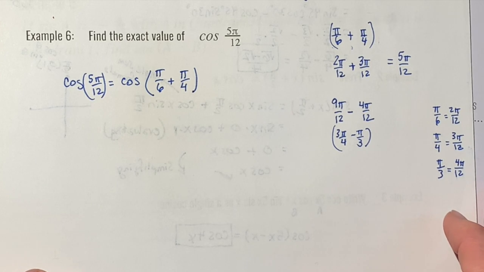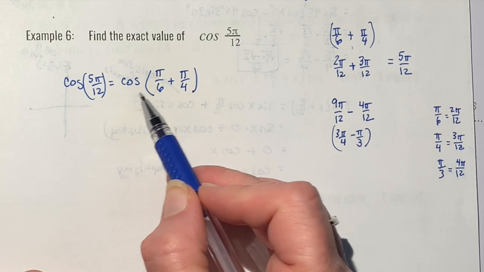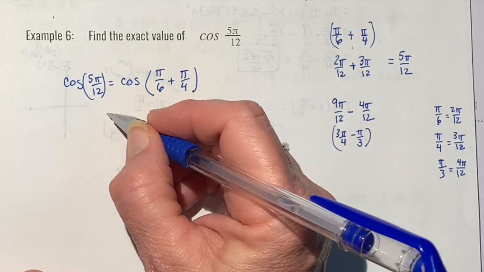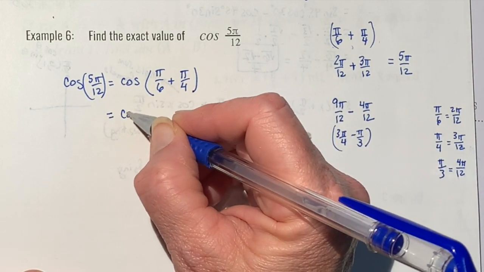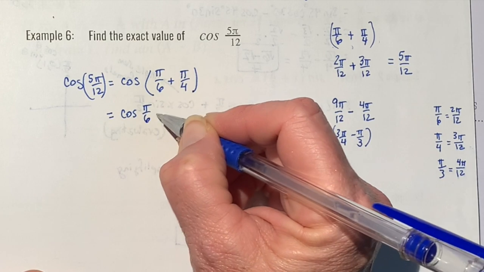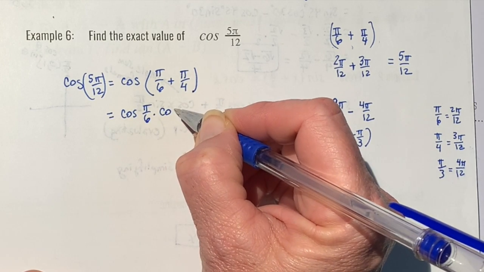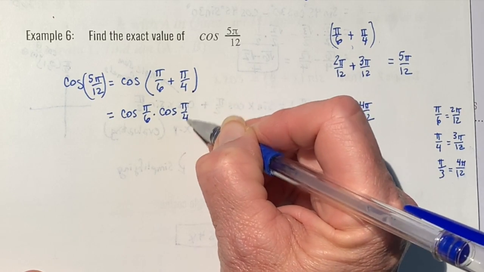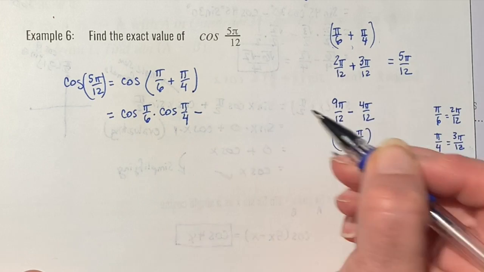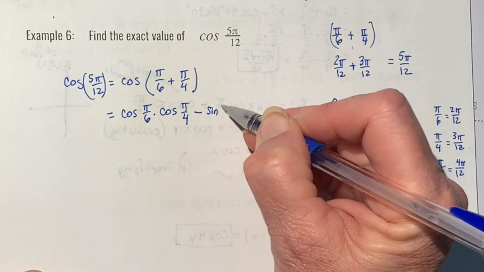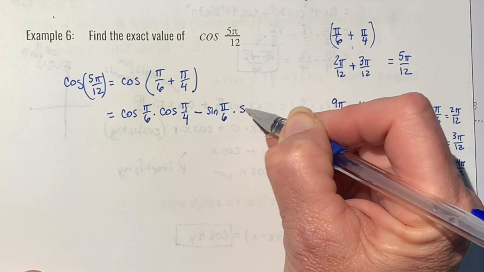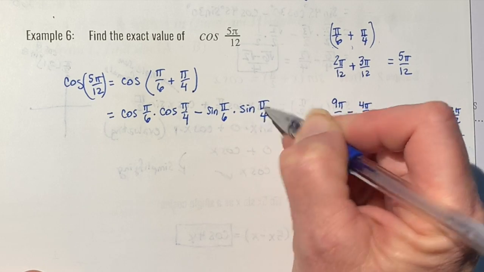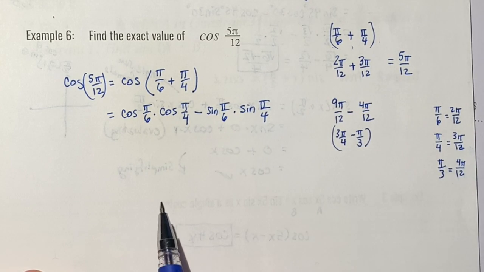All right, and then from there, it's pretty much straight up applying the cosine of a sum formula. If you have your formulas handy, remember the cosine of a sum is the cosine of A, which is pi 6, times the cosine of B, which is pi 4ths, minus, since it's a sum here, it's a difference here, the sine of pi 6 times the sine of pi 4ths, straight from the sum and difference formula.